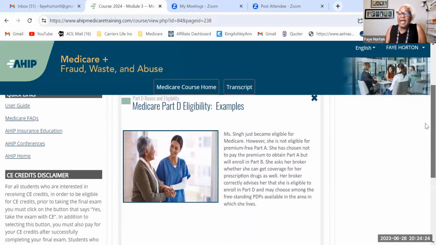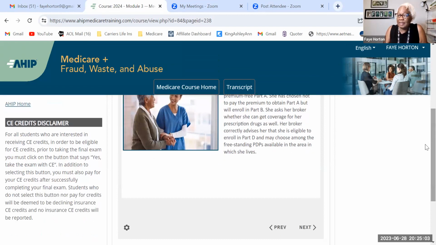Mr. Singh just became eligible for Medicare. However, Ms. Singh just became eligible for Medicare. However, she's not eligible for premium-free Part A. She has chosen not to pay the premium to obtain Part A, but will enroll in Part B. She asked her broker whether she can get coverage for her prescription drugs as well. Her broker correctly advises her that she's eligible to enroll in Part D and may choose among the freestanding prescription drug plans available in the area where she lives.